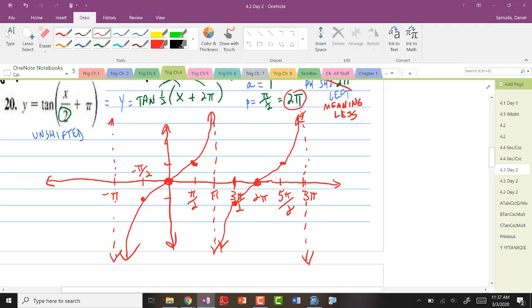Okay, here's my point. Oh, I forgot to move left 2 pi. So let's move this left 2 pi. Where does that land? Pi. So this goes right here. And this graph replaces this graph because this graph went over here. Do you get it now?